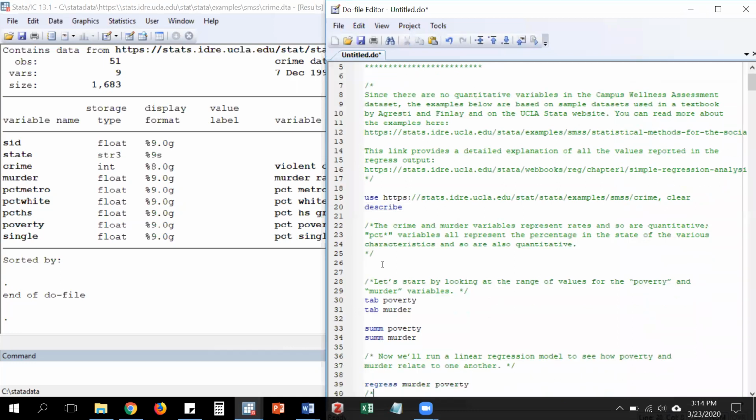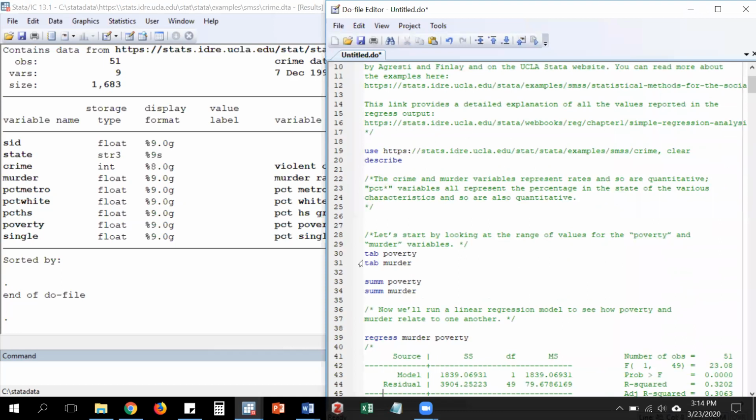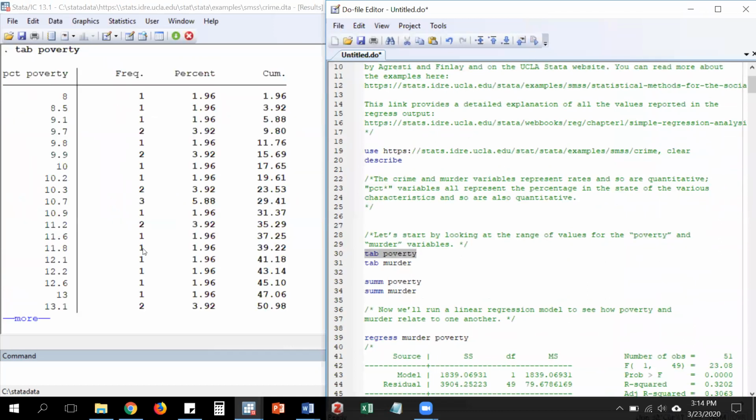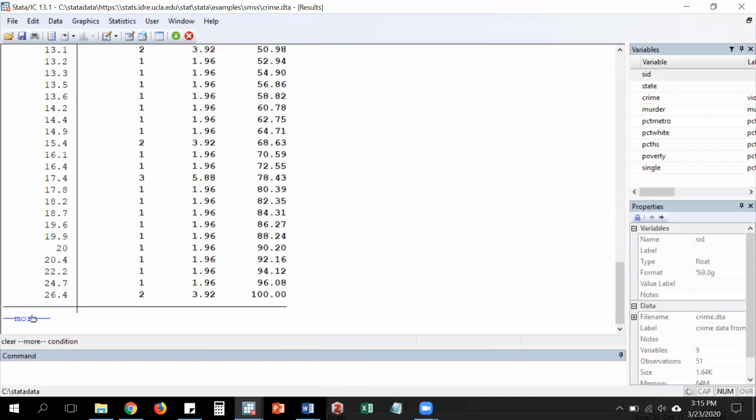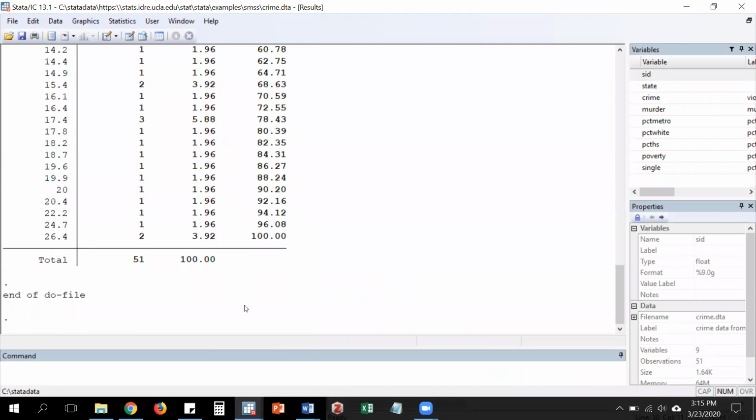And let's just look at what some of these values look like. If we just do tab poverty to look at what the poverty percentages look like, you can see that it's basically a quantitative measure. So it's not categories, it's actual numbers to one decimal place of the percentage of residents in each state that live in poverty. And so it ranges from 8 to, if we click more, down to 26.4%. So a pretty wide range of poverty.